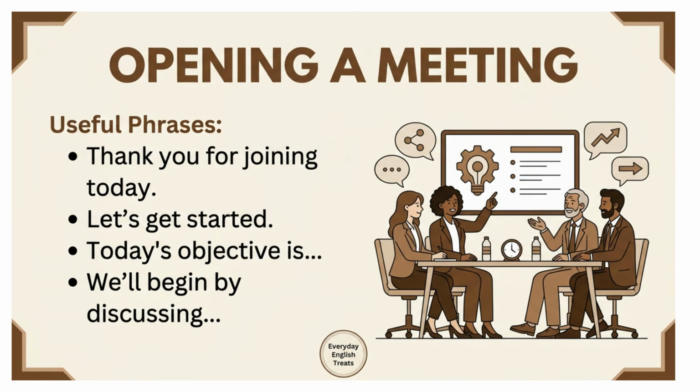The third phrase is, "Today's objective is." An objective is the main goal of the meeting. For example, "Today's objective is to review our quarterly sales performance." This helps participants understand the purpose of the discussion. Our final phrase is, "We'll begin by discussing." This phrase introduces the first agenda item. For example, "We'll begin by discussing project updates before moving on to upcoming deadlines." A strong opening creates clarity, professionalism, and direction from the very beginning of the meeting.